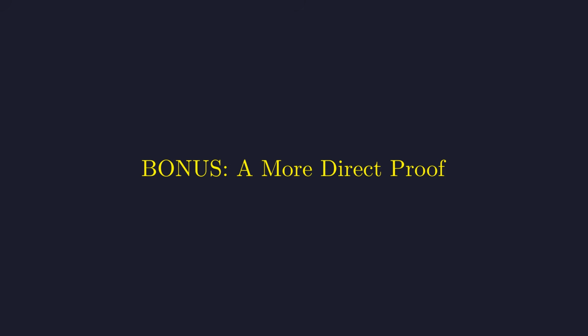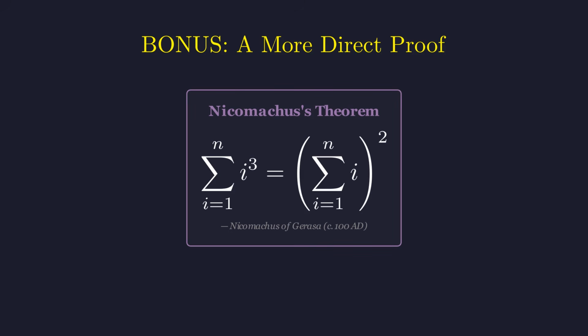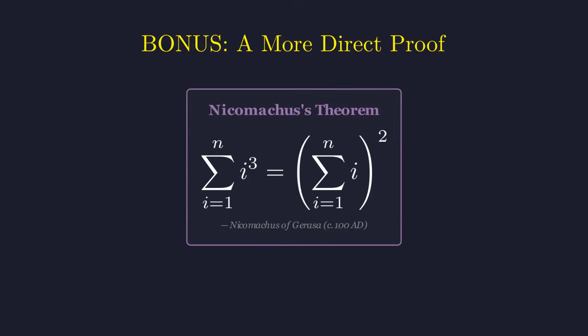Now for a different perspective. Induction is rigorous, but not always the most direct path. There's another method that leverages a remarkable mathematical identity. This is Nicomachus' theorem. It states that the sum of the first n cubes equals the square of the sum of the first n integers.